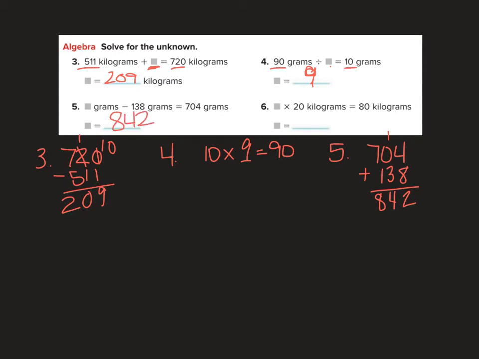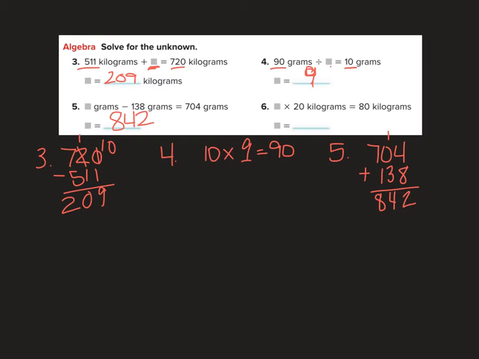Now, if I had thought, oh, maybe I should subtract 704 minus 138, I would know that I'm wrong because I'd be looking at about 500 something, right? And it wouldn't make any sense to start with 500, take away 138, and then get 700, right? So it's always really great to ask yourself, did that make sense?